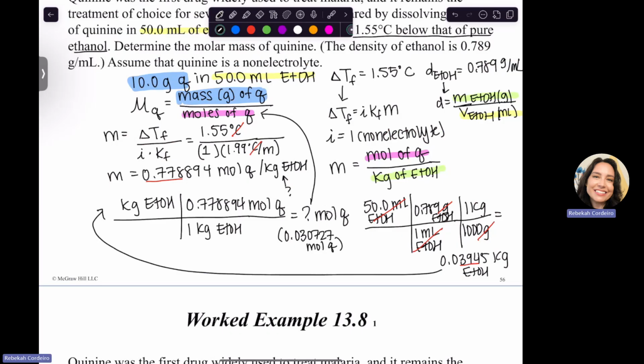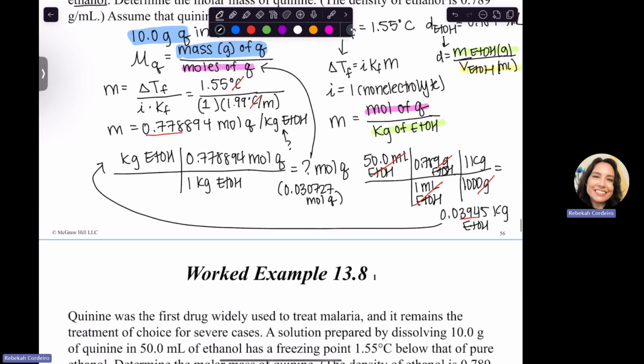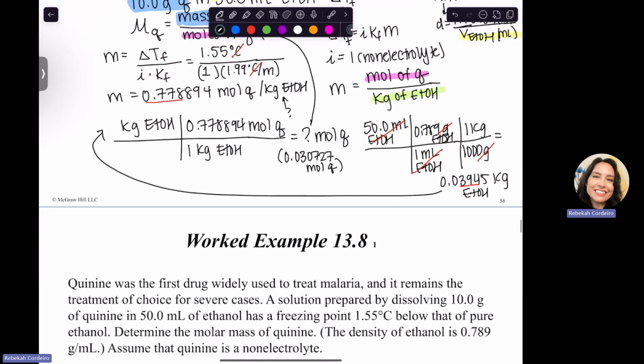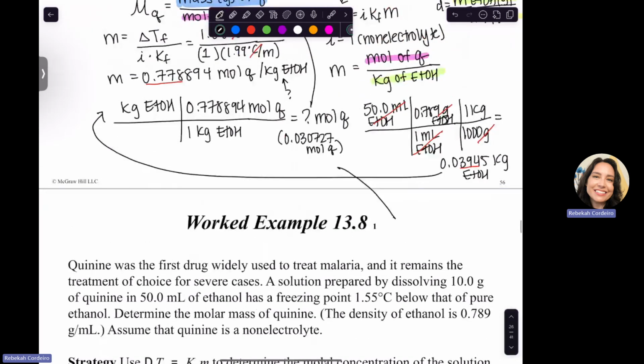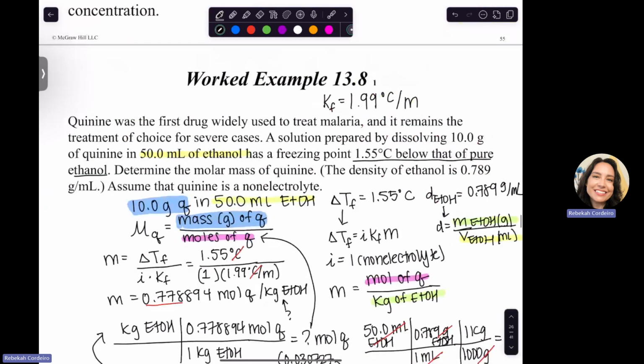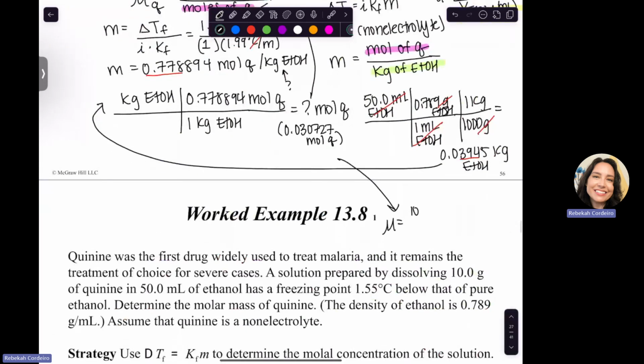And then we can find our final molar mass. Let's look down here. So my molar mass is equal to, they gave me that 10 grams over 0.030727 moles. And this will give me the grams per mole. So 325 grams per mole would be my final answer.